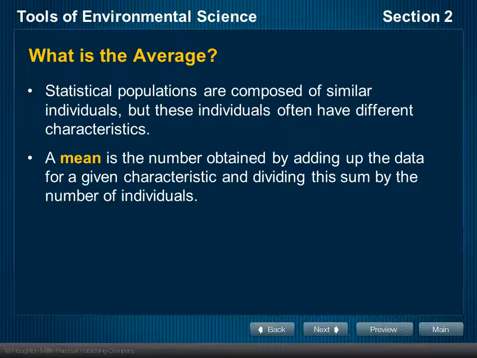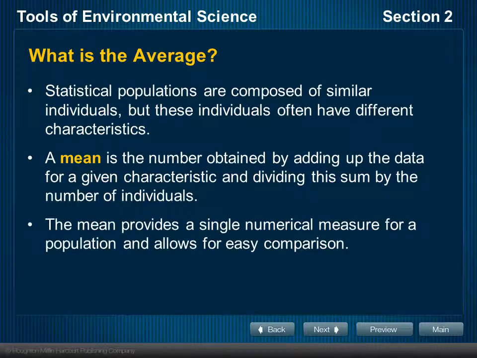Compare the average height from year one to the average height from year two, which is a lot easier than comparing 100 different heights from year one to 100 different heights from year two. And then do the same thing when they turn 16, same thing when they turn 17. And that's how we would use the mean or the average in a beneficial way in analyzing data. It provides a single numerical measure for a population and allows for easy comparison.